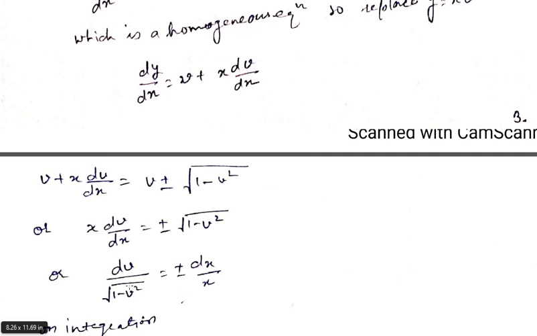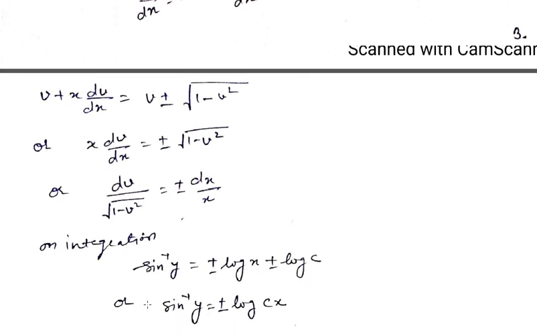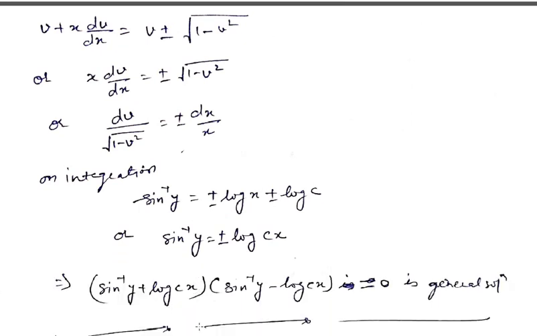We can separate both equations, or we can directly integrate both equations together. So integration of 1 upon root 1 minus v square gives us sine inverse v is equals to plus minus log x plus minus log c. So finally we get sine inverse y upon x is equals to plus minus log cx, or this is the final general solution of the given problem.